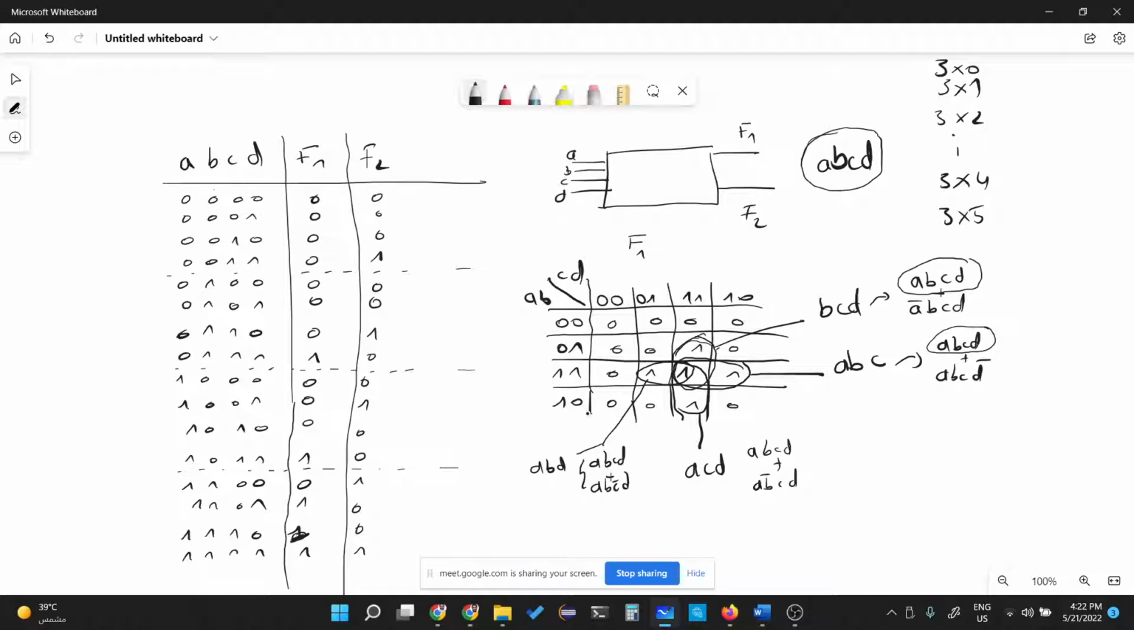Okay. I'm just trying to make more sense about the groups, what the groups mean. The groups mean that you can put something in common to get rid of one variable, and the one variable is the one that changes between the two min terms.